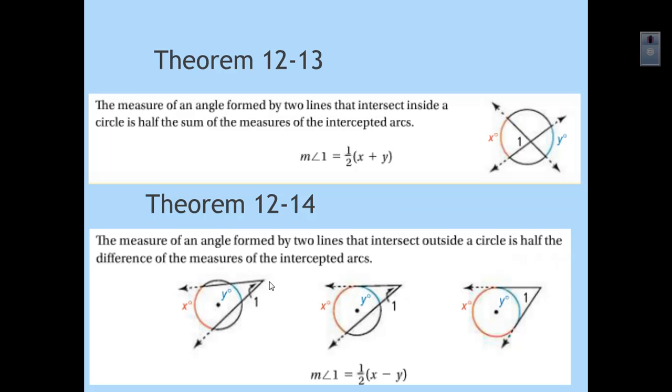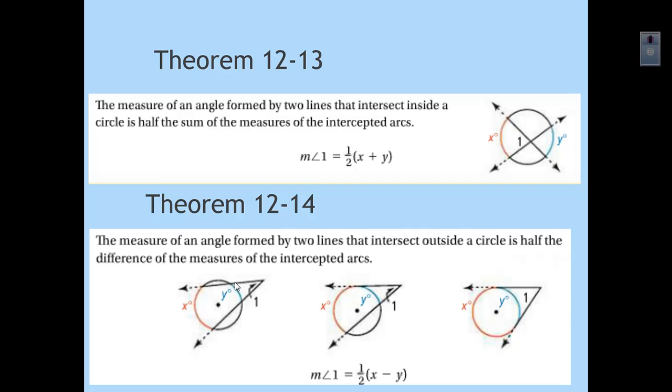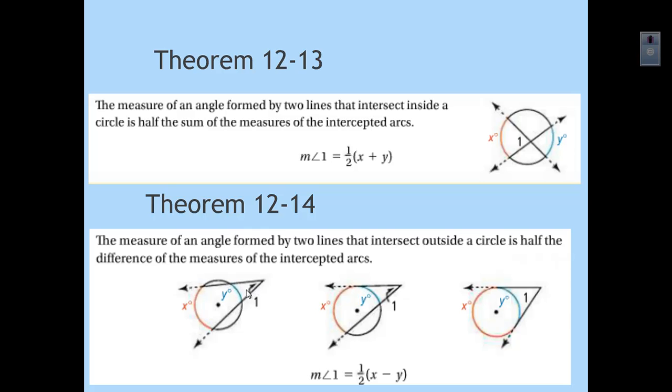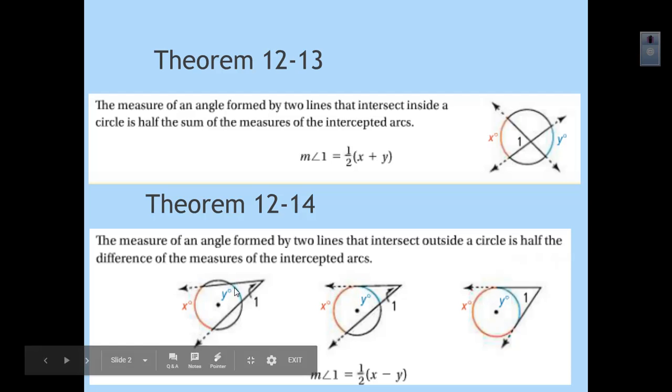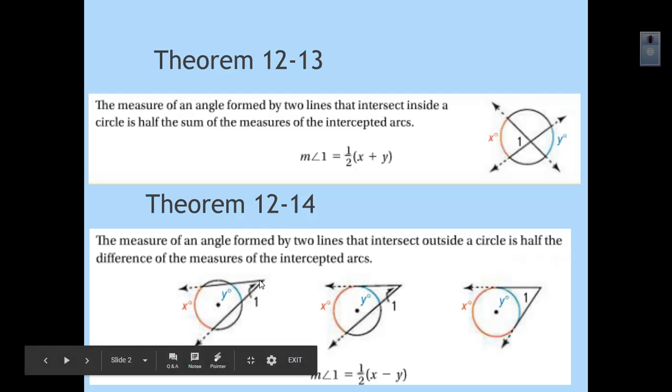Now, if the angle is formed outside the circle, so if our two lines meet out here, then the measure of an angle formed by two lines that intersect outside a circle is half of the difference of the measures of the intercepted arcs. So we've got three situations here. We've got a secant, two secants, or two chords, and this angle intercepts this arc here, and it opens up to this arc here. So we take the larger, which is always going to be the one furthest away from our angle, minus the smaller, and then divide by 2.